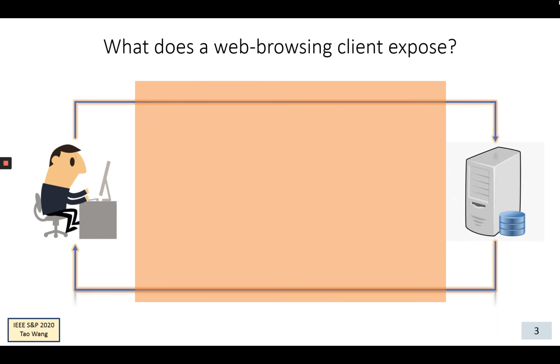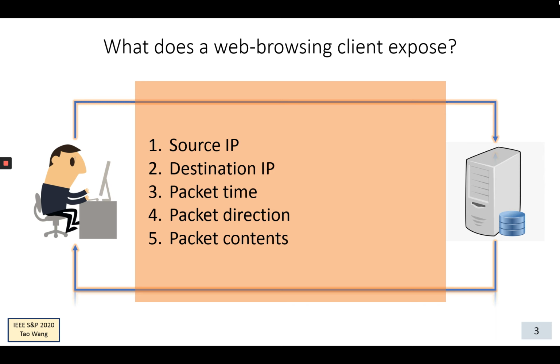Such a user would be revealing his source IP, destination IP, packet time, packet direction, and packet contents. So the source IP would reveal who he really is. The destination IP and the packet contents would reveal what he's doing on the internet.